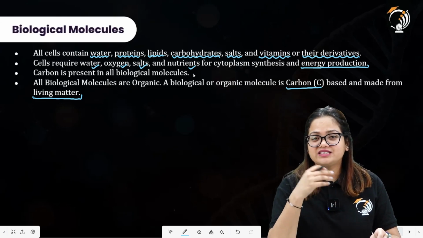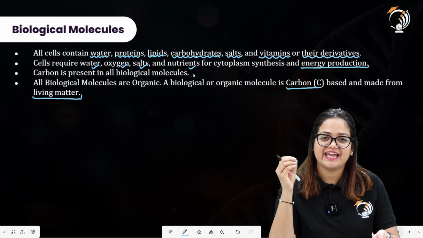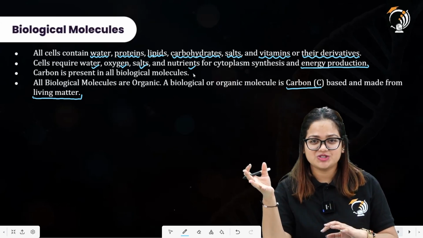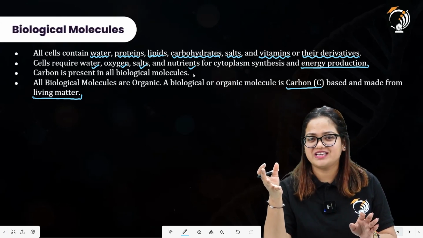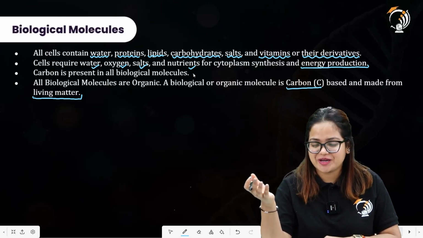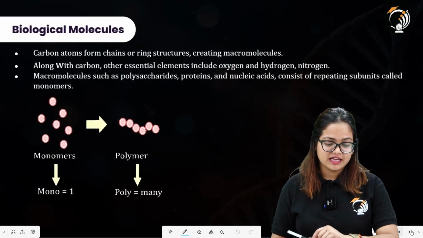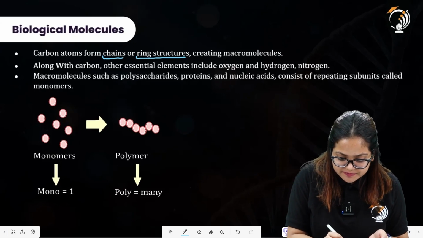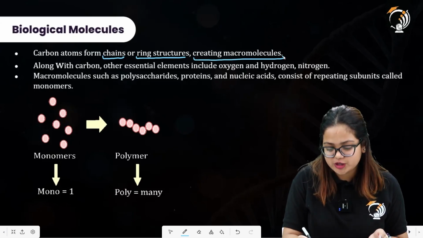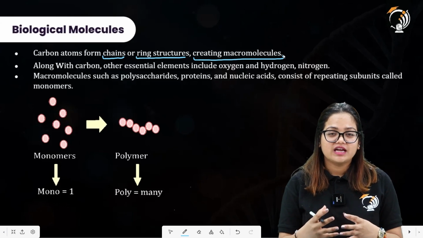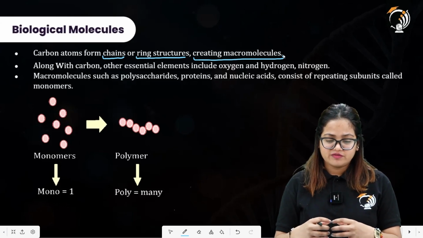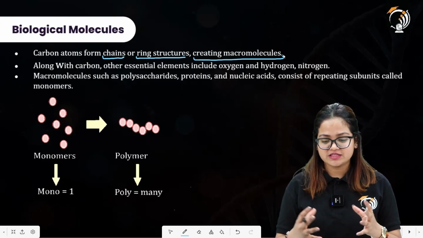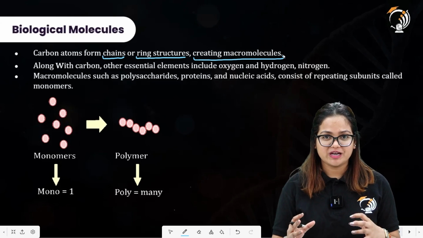So there will be a table-like question in which you have to select the elements that are present in either carbohydrate, fat, or protein. So you are going to take carbon for all of these food components. I hope this is understood by you all. Moving further, the carbon atoms form chains or ring structures, creating macromolecules. So carbon bonds to another carbon atom and forms chains or ring structures, creating macromolecules. And what are those macromolecules? These are larger molecules made from smaller molecules.